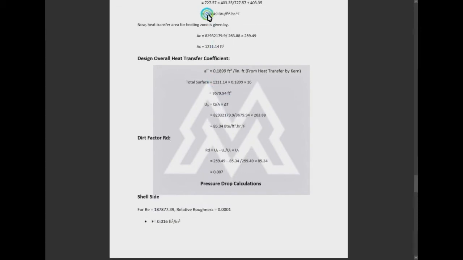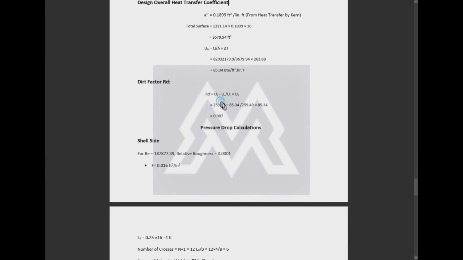You can see UC, the clean overall heat transfer coefficient, is equal to 259.49 BTU per feet square hour degree F, while UD is equal to 85.34. There is a large difference between them. The difference will show us the dirt factor, how much dirt and fouling is there, that has reduced the UC to a value of UD.